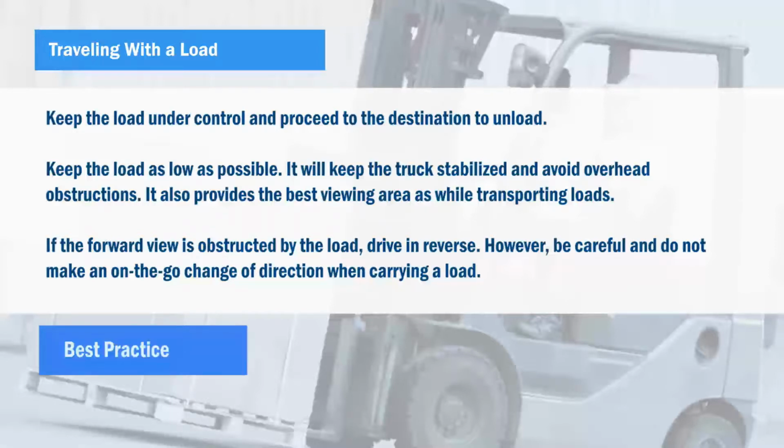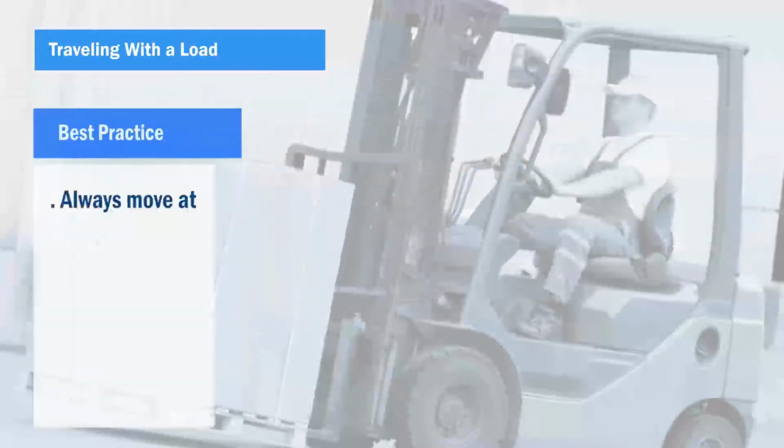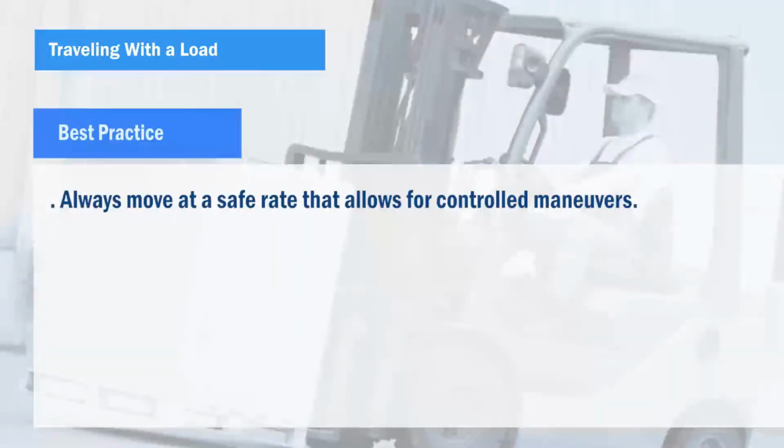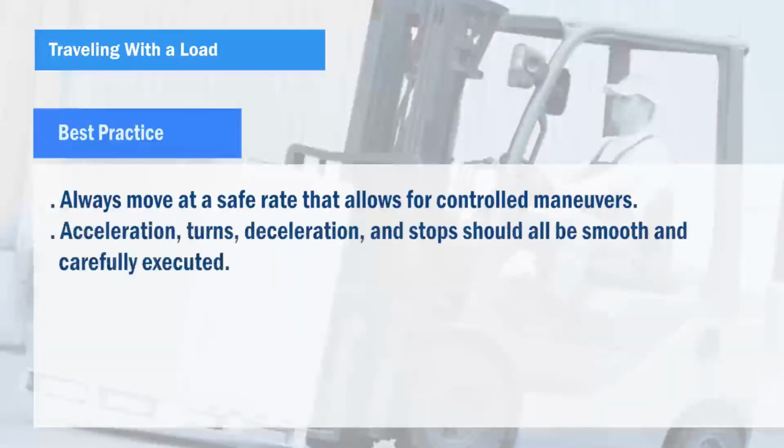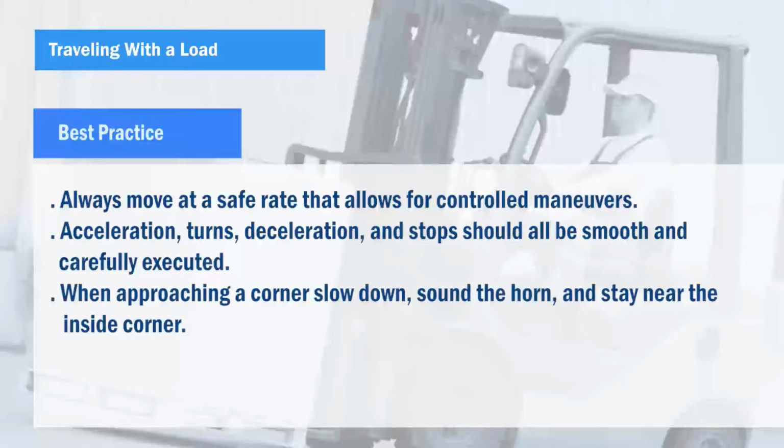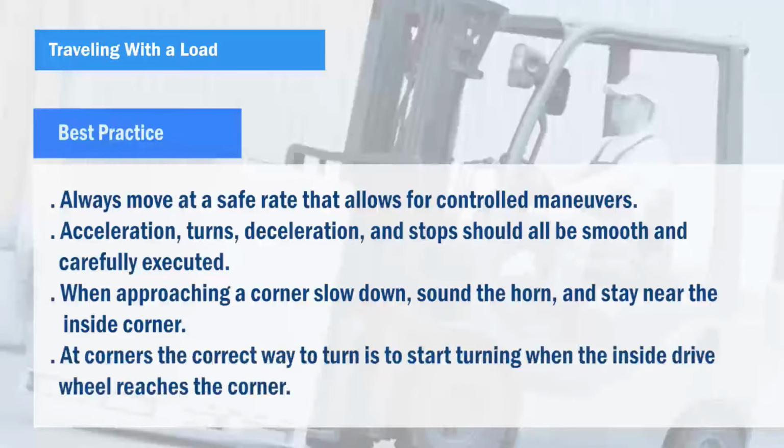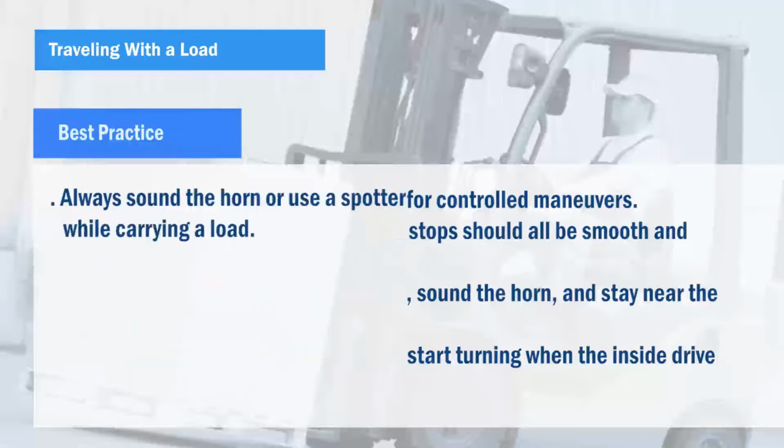Here are some best practices while traveling with a load. Always move at a safe rate that allows for controlled maneuvers. Acceleration, turns, deceleration, and stops should all be smooth and carefully executed. When approaching a corner, slow down, sound the horn, and stay near the inside corner. At corners, the correct way to turn is to start turning when the inside drive wheel reaches the corner.